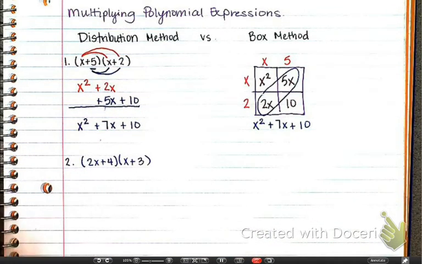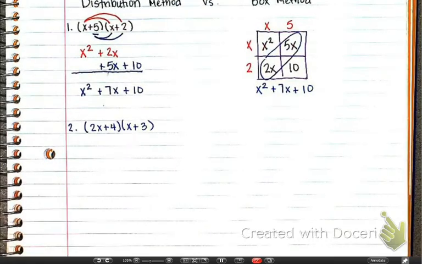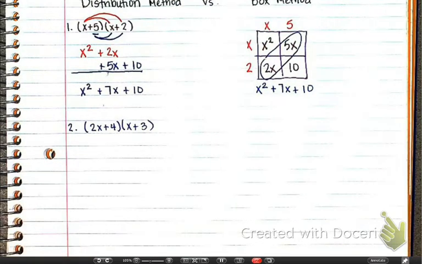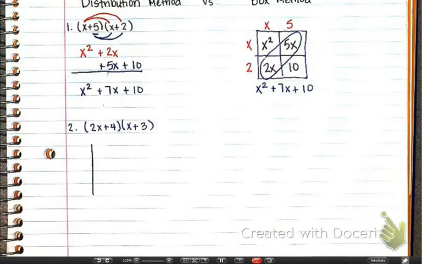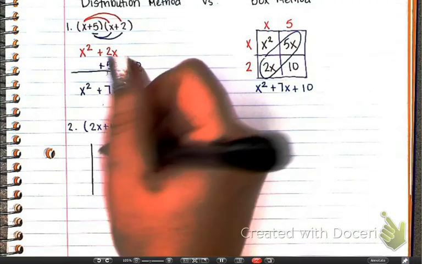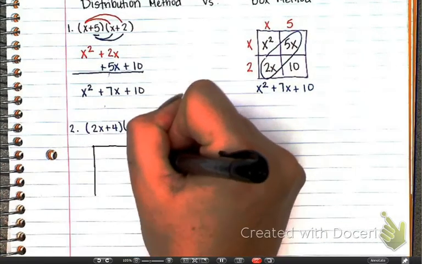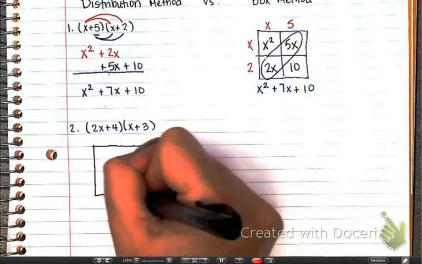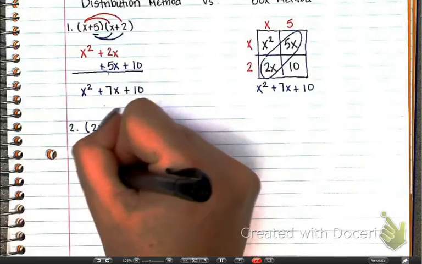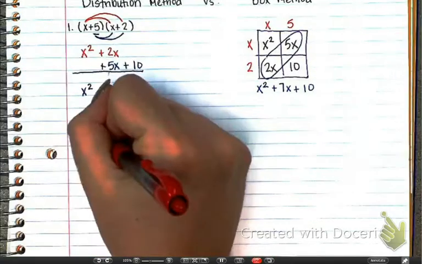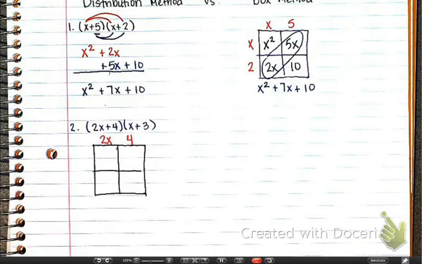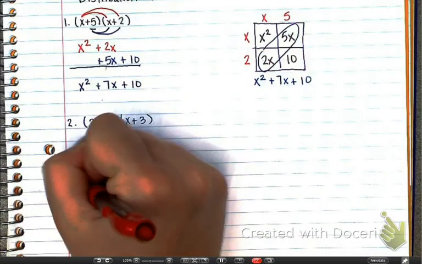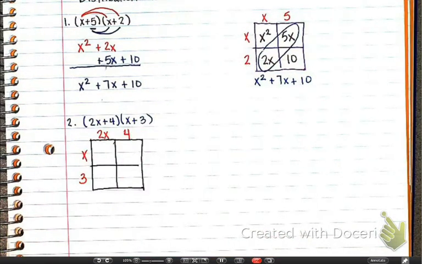Okay, since most of us want to use the box, I'll use the box method for this one. If you don't want to use the box, you don't have to. How big is my box going to be? 2 by 2, right? I have 2 terms in each. So I'm going to draw a 2 by 2. And I have a 2x plus 4 along the top. Again, you can put that along the side. It doesn't matter.